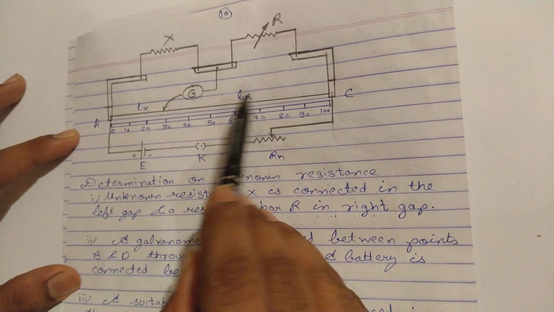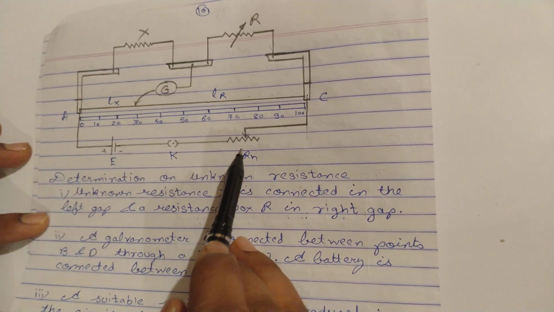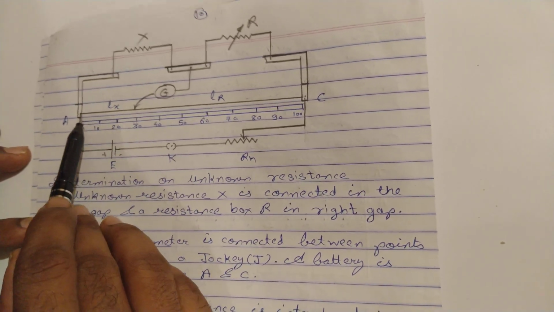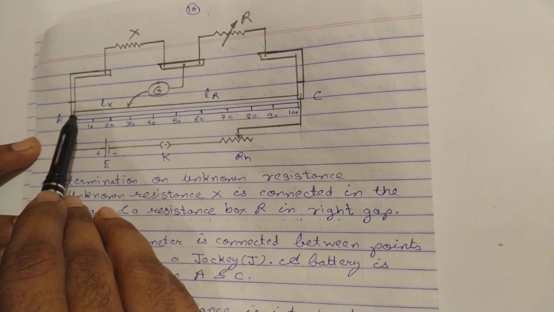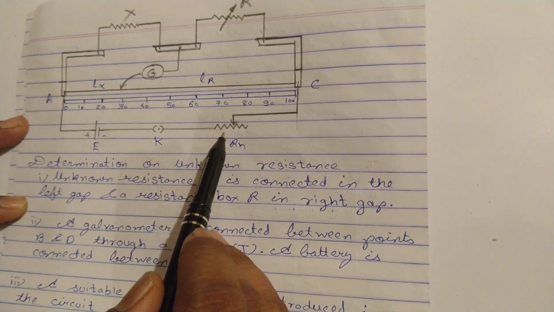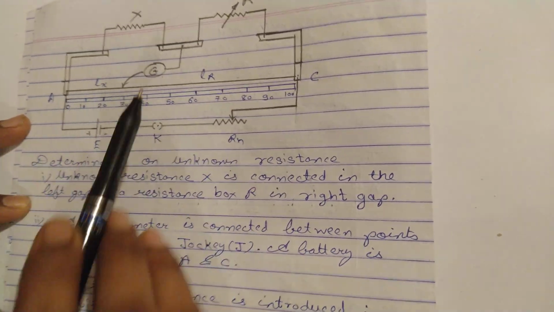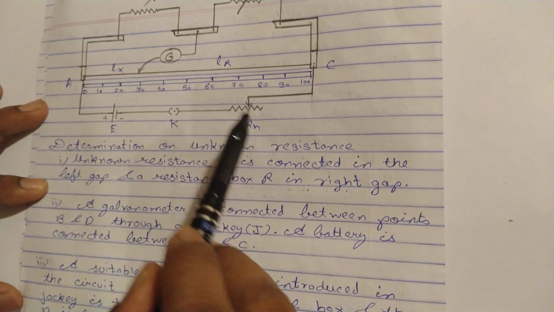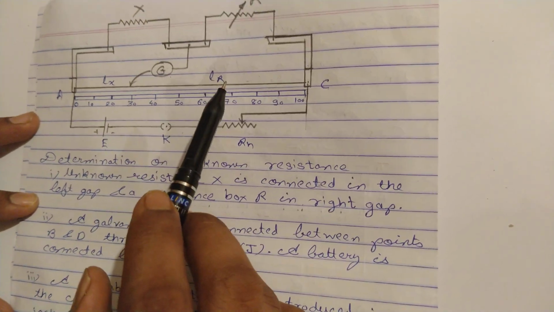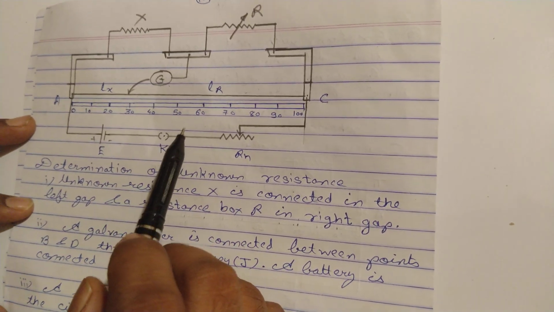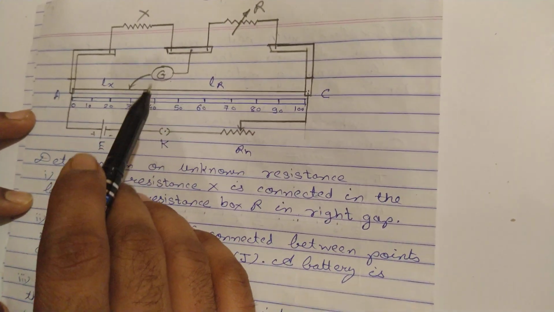Now students will ask, if it doesn't happen, then what? Then you have to adjust the rheostat in such a way that when I connect the jockey to the point A, the galvanometer will show extreme left deflection. If it is not showing, you have to adjust the rheostat. When the jockey is connected to point C, the galvanometer will show extreme right deflection. If it is not, then adjust the rheostat. That is your first condition before the experiment starts. Once you get extreme left and right deflection, then you have to start the experiment.